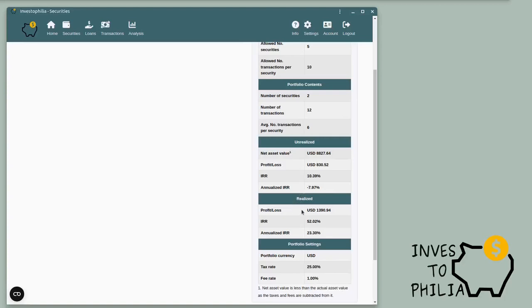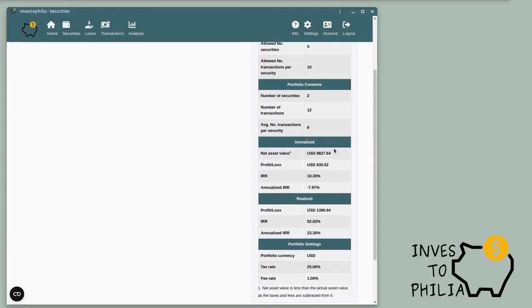But all in all, in the long term, you should keep all of these values positive. That means your annualized rate of return should also be positive. It shows you how well you are performing per year. In this case, unfortunately, it is negative, but we can say it is because of the market movement. So hopefully it will be positive.